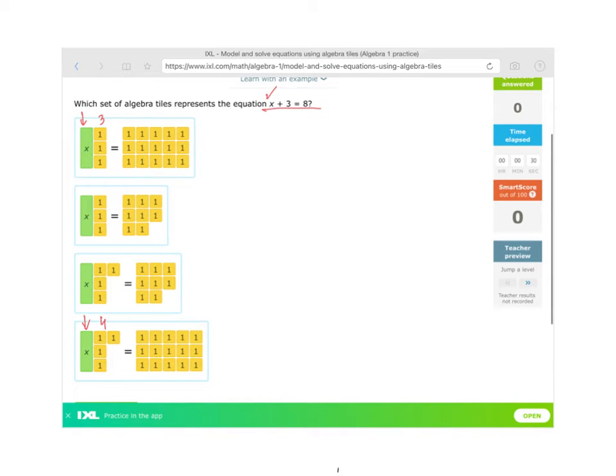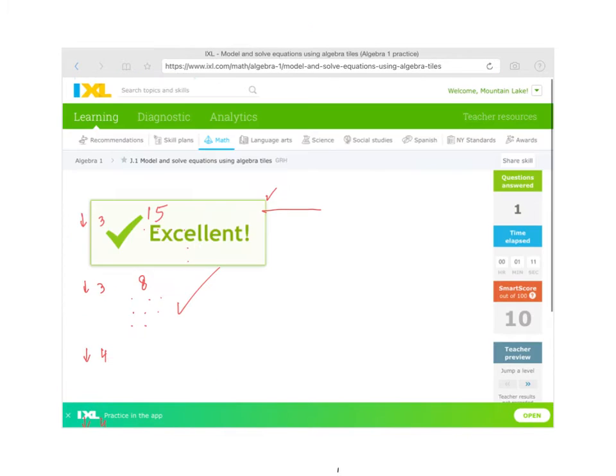And then I need an 8, so let's count this. 1, 2, 3, 4, 5, and there are 3 columns, so that's a 15. This one on the other hand is 1, 2, 3, 4, 5, 6, 7, 8. So this is the correct form, right? So let's submit this. Choose this as our choice and submit.